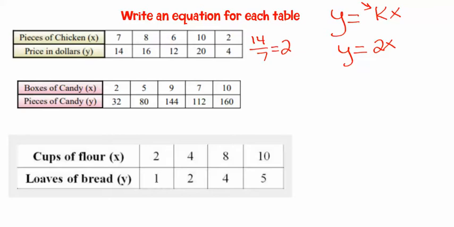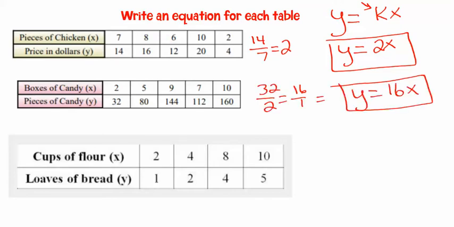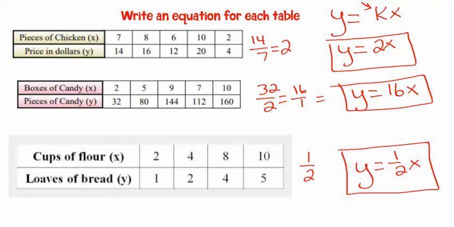All right, how'd you do on this one? Here's your equation, because that was my constant of proportionality, 2. So I just plugged it in where the k value was. All right, pause the video and do the next one. All right, check that one out. All right, last one, pause the video. All right, check your answer.